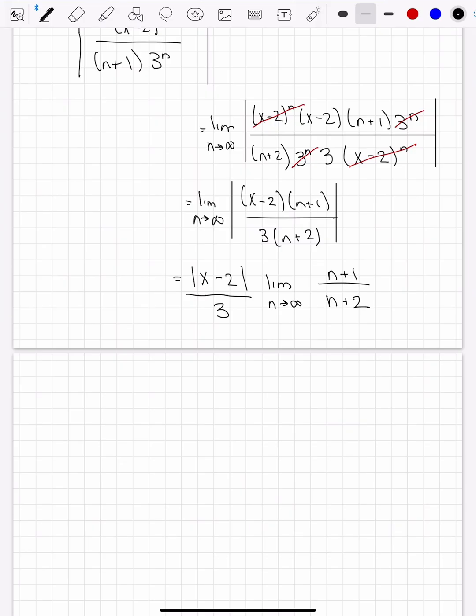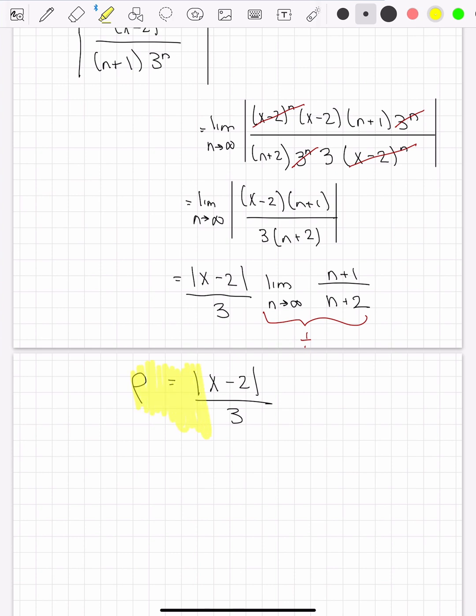And remember, if the power of the variable is the same, like here, it's just a power of n to the power of 1 on both, we use the coefficients. So this limit is just equal to 1 over 1, or 1. So our rho is equal to absolute value of x minus 2 over 3. So this is our rho.